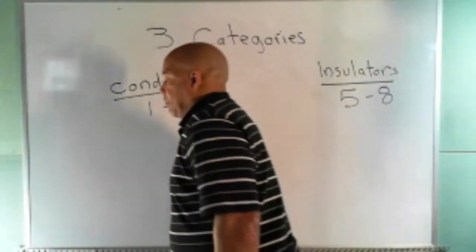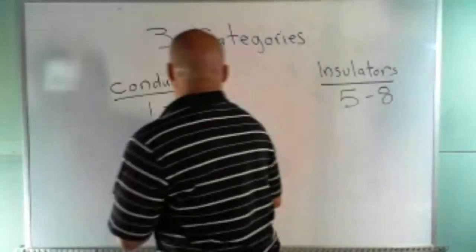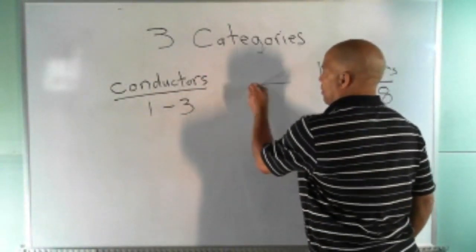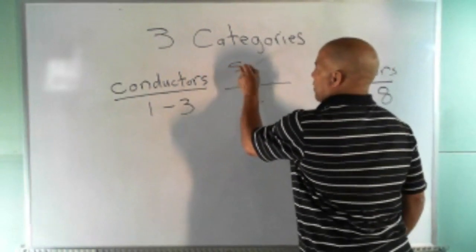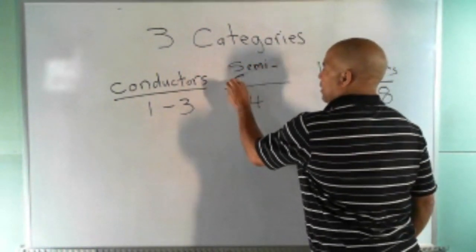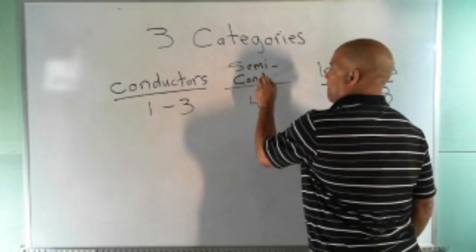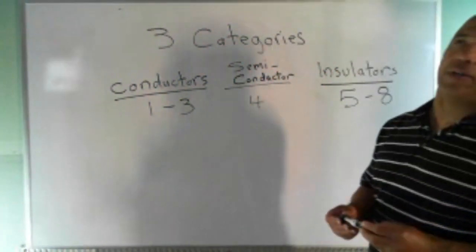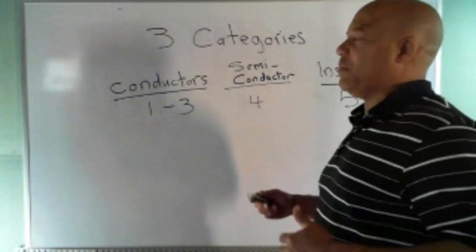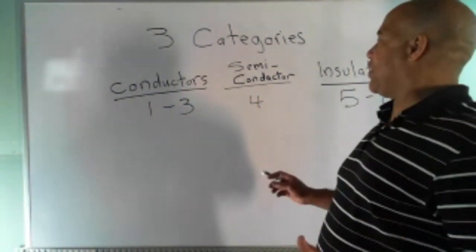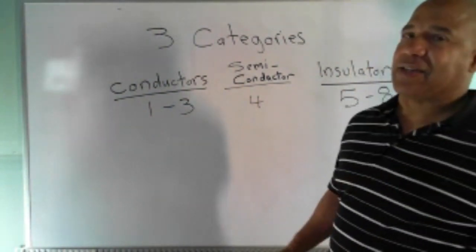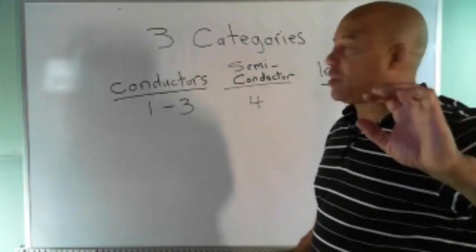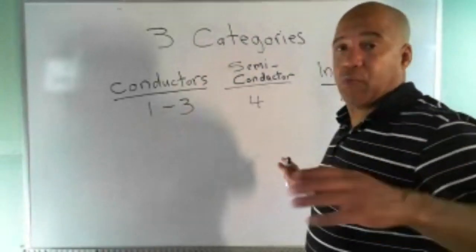If an element has 4 electrons in the outermost shell, it's called a semiconductor. Now, a semiconductor, and science people hate when you say it this way, is not a good conductor or a good insulator. It's kind of right in the middle, but you can tweak it to be one or the other when you want to.